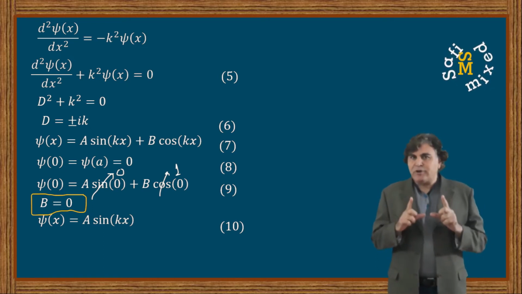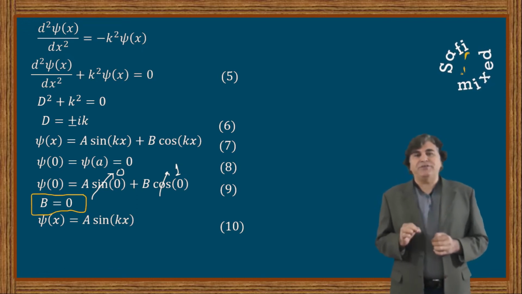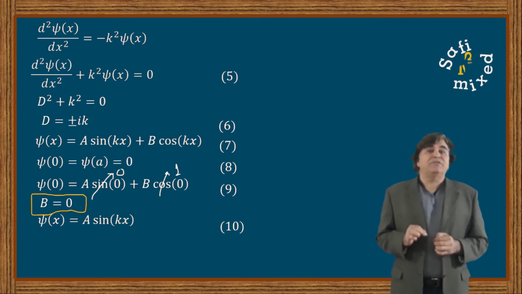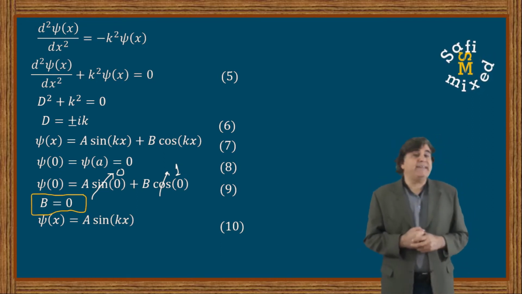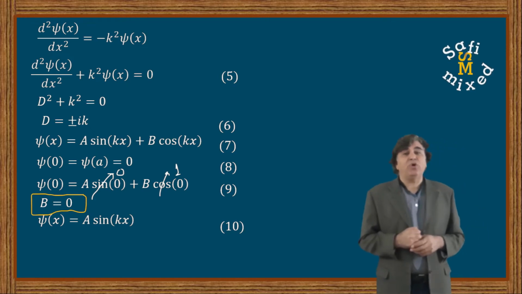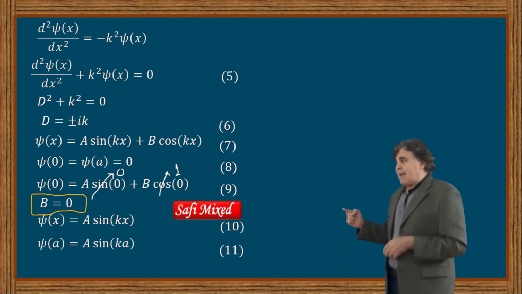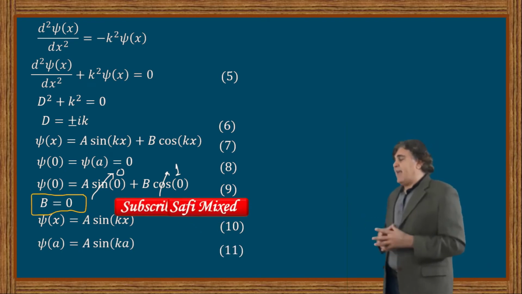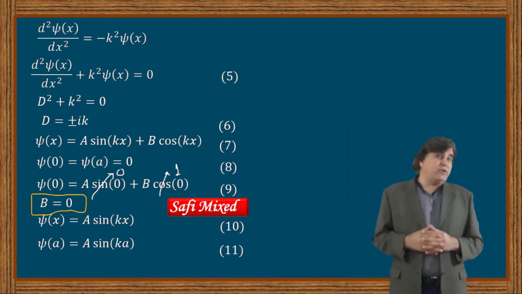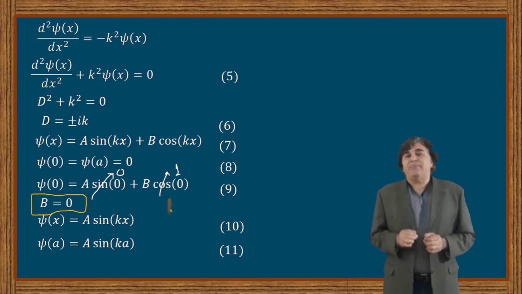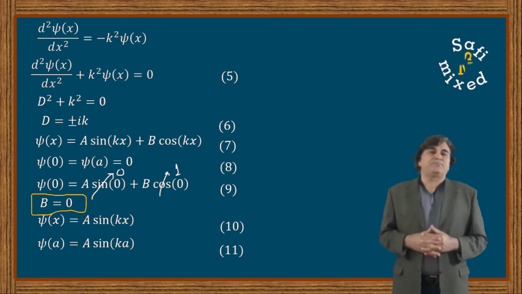But wait, we are still not completely done, as we can find one more condition on k by using the second boundary condition of equation 8. So setting x equals a in equation 10, we get psi of a equals a times sine of k times a. Again, according to equation 8, the left side of equation 11 is 0. The right side must also be 0.